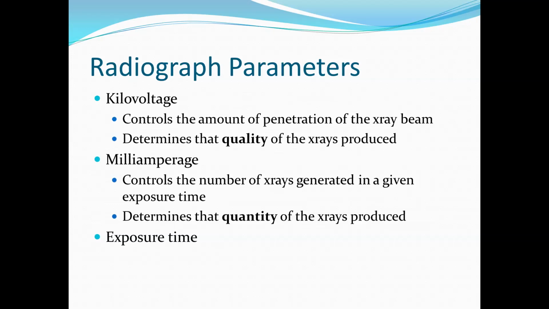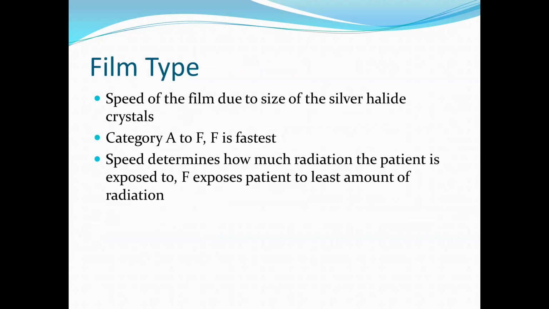Parameters: kilovoltage, milliamperage, exposure time. You do need to know this. Kilovoltage, think about the volt. It determines the quality. How fast are those x-rays coming out? The penetration of the x-rays. Milliamperage, milli, number, all right? It's the quantity of the x-rays produced, and then the exposure time. We've got film types A through F. F is the fastest. The speed determines how much radiation the patient is needing.